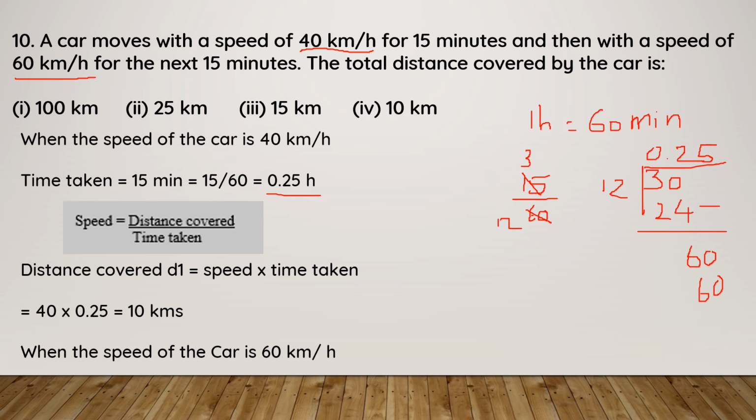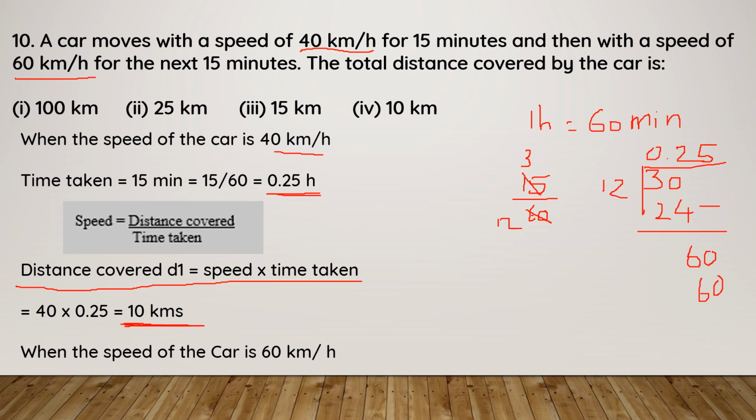Then how do we find distance? Distance equals speed into time. Here speed equals 40 km/h and time is 0.25. So 40 into 0.25, we get the answer 10 km. Okay, 10 kilometers. Now we take the second case, where the car's speed is 60 kilometers per hour.